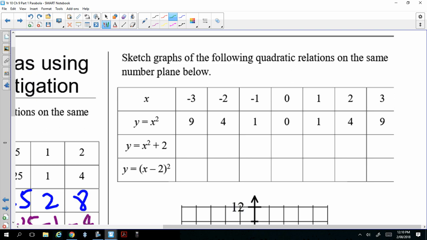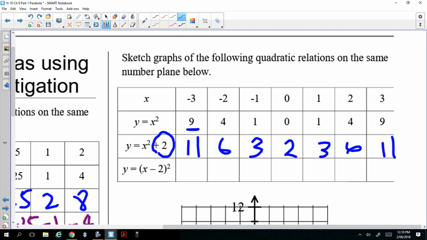So that's given. If I do +2, it means I'm going to add 2 to the 9. So you get 11. Add 2 to the 4, you get 6, 3, 2, 3, 6, and 11. Okay.